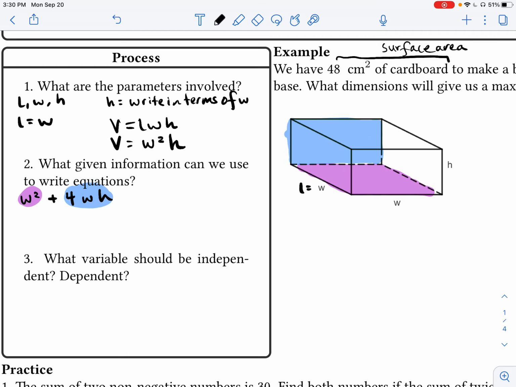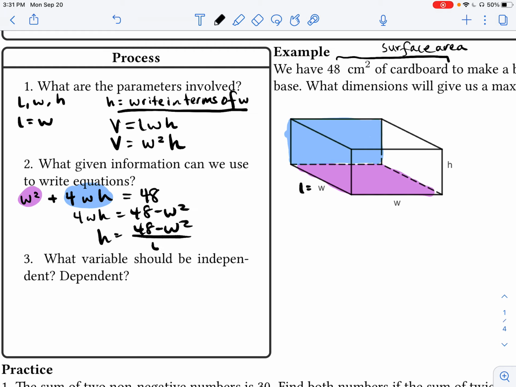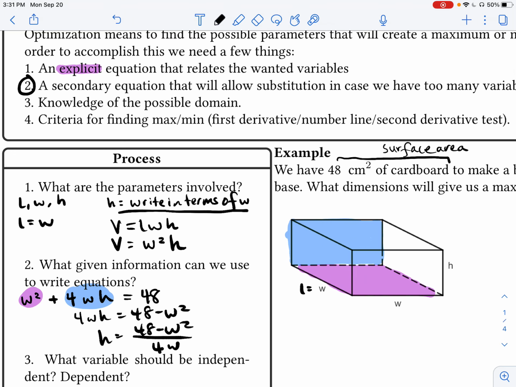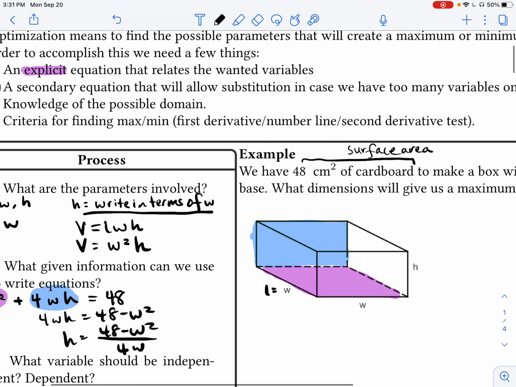Okay. And when we add up all of these areas, we're going to get 48. We're told that we have 48 squared centimeters. Now, looking at this, can we figure out a way to isolate H or write H in terms of W? And we do. We can say 4WH is equal to 48 minus W squared, and H is equal to 48 minus W squared over 4W. So now that we've done that, we've really accomplished this step right here, a secondary equation that allows us to do our substitution.